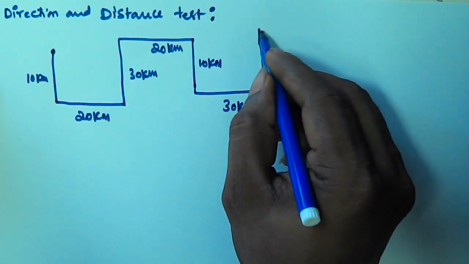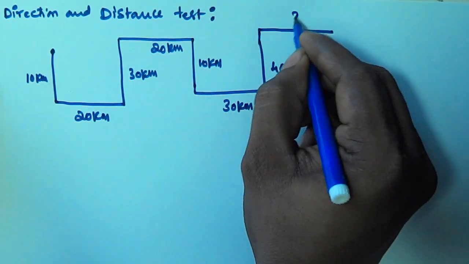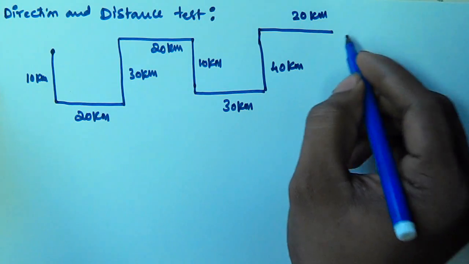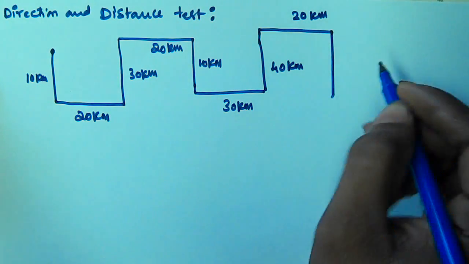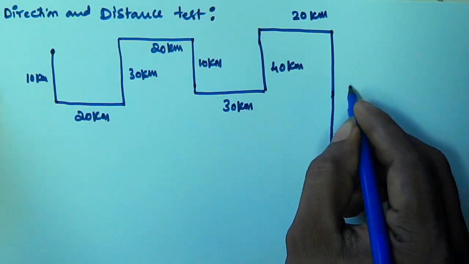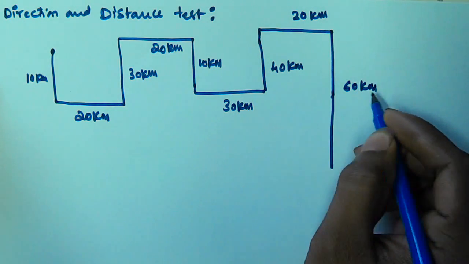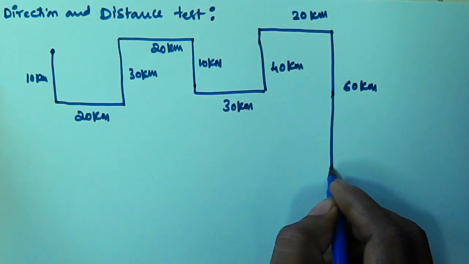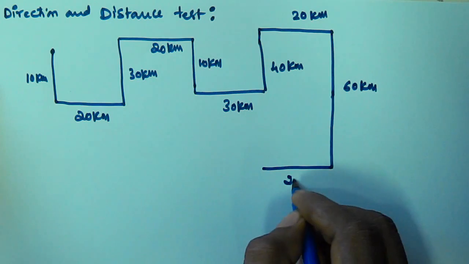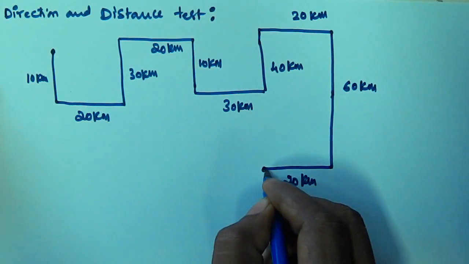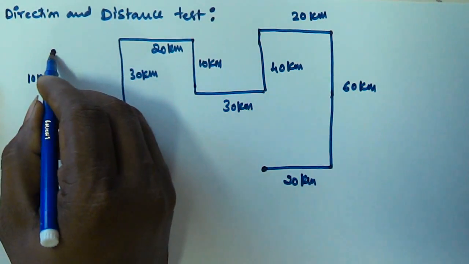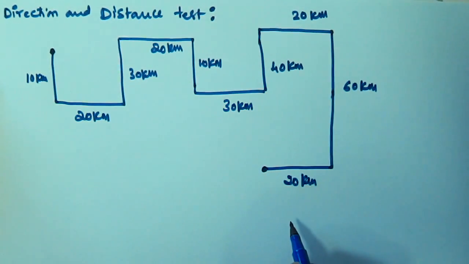Okay, from there he took the right and traveled 20 kilometers. From there again he took the right and traveled 60 kilometers. From there he took the right side and traveled 20 kilometers. Now we have to find how far he is from the starting point.